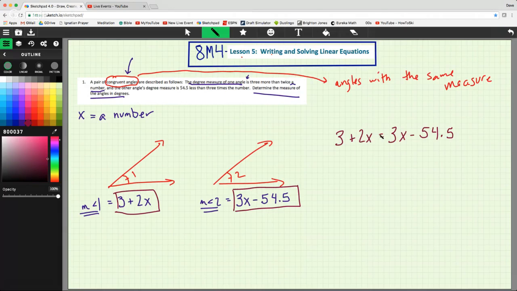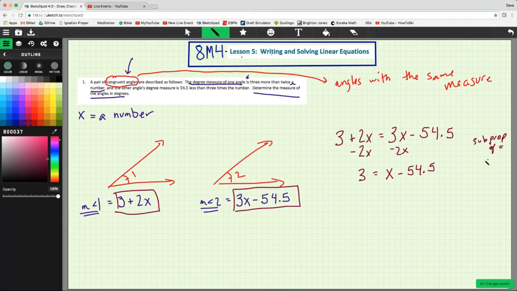So what can we do to get rid of this 2x over here? Well, we can subtract 2x from both sides. And remember, this is our subtraction property of equality. I can subtract the same value from both sides, and I still have a true equation. So I get 3 equals x minus 54.5.